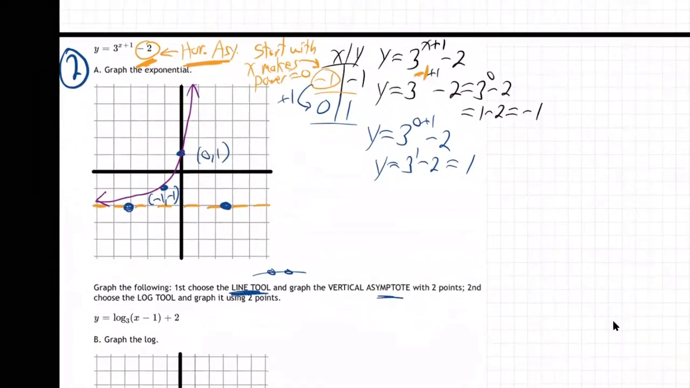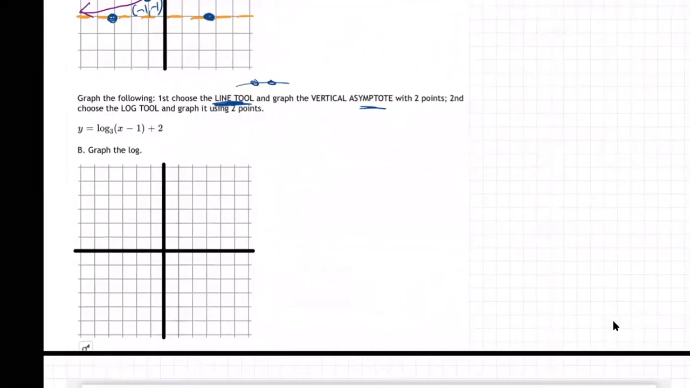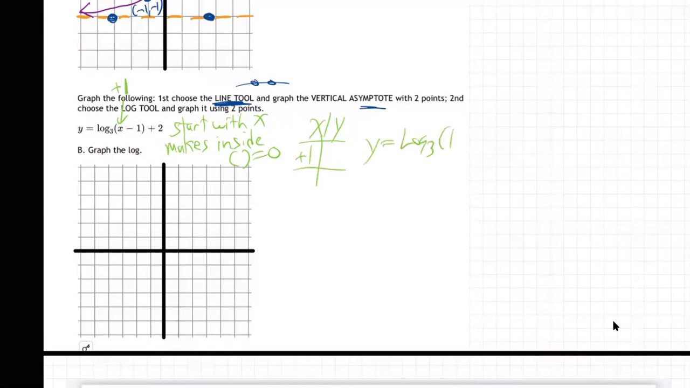Okay, now coming down here, we're going to do the same thing. We're going to graph the log. So to graph the log, we're going to make an XY table again, and we're going to start with an X that makes the inside of the parentheses equal 0. So what can I plug in there? 1, positive 1. Plug that in, and you'll get y equals log base 3 of 1 minus 1 plus 2. Log base 3 of 0.